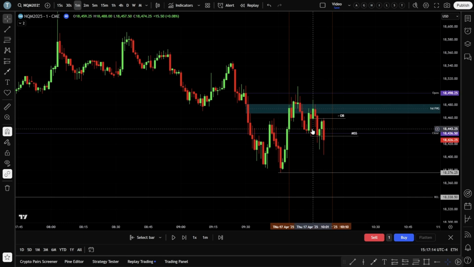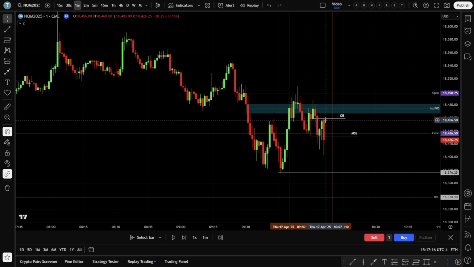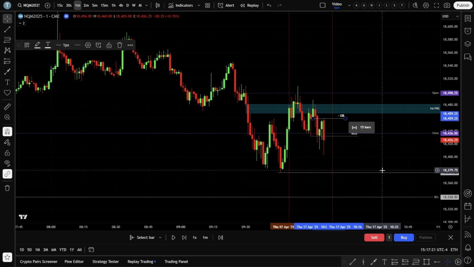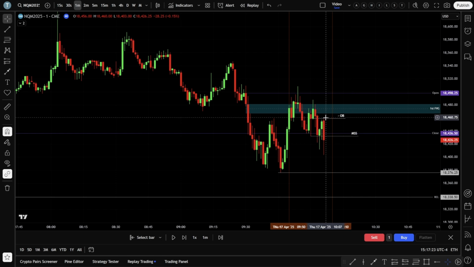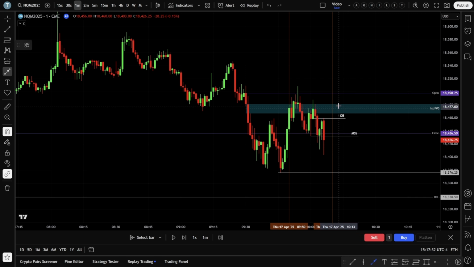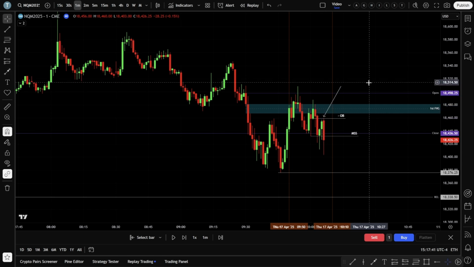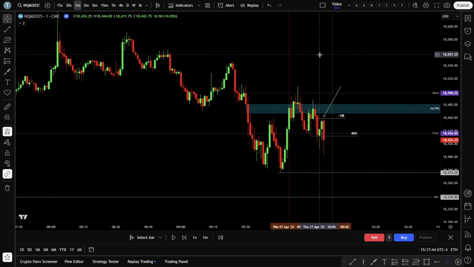And you see this candle opened up, just tapped into that bearish order block right there at 18,459. It just tapped it, and then look at the reaction, immediately went down. That would be a perfect trade entry right here. That's going to be your trade for the morning session.